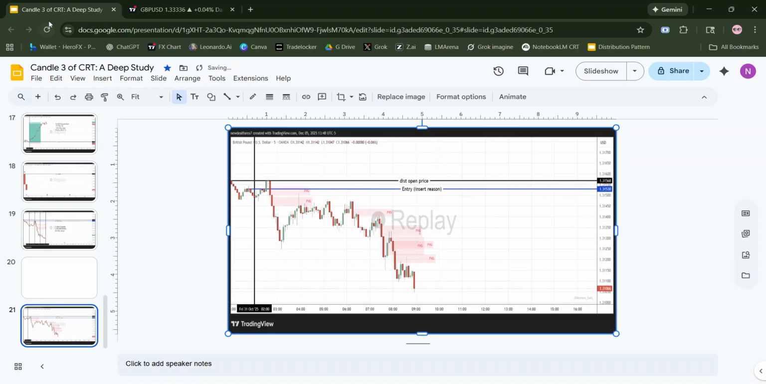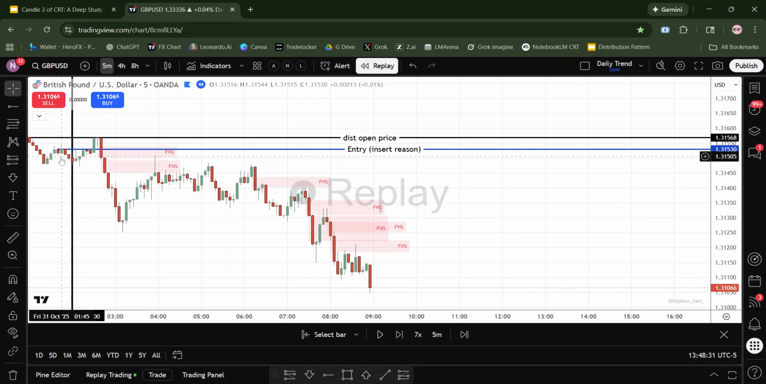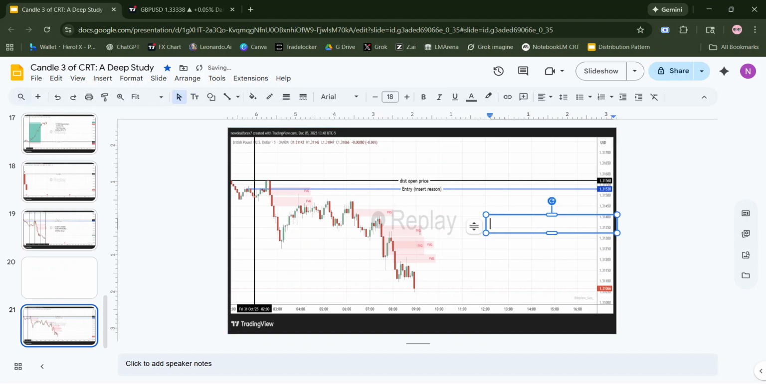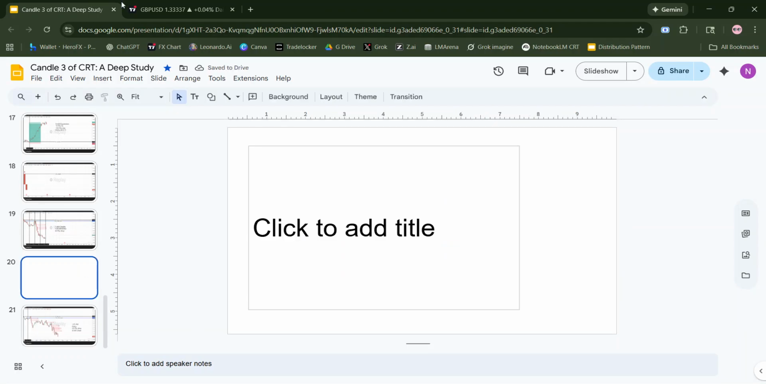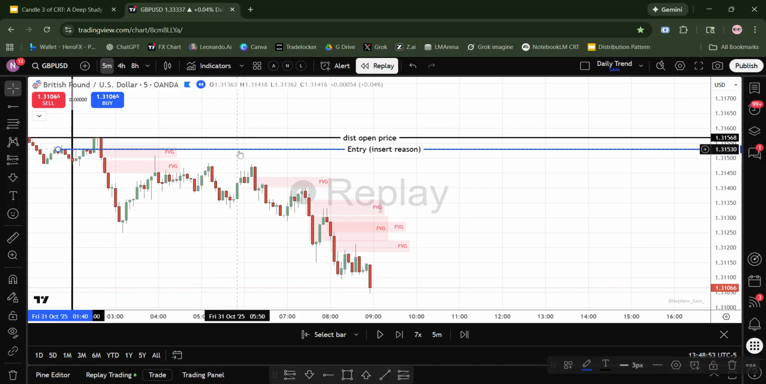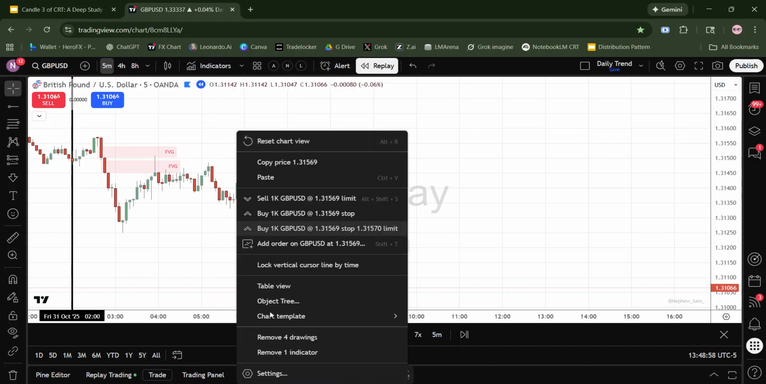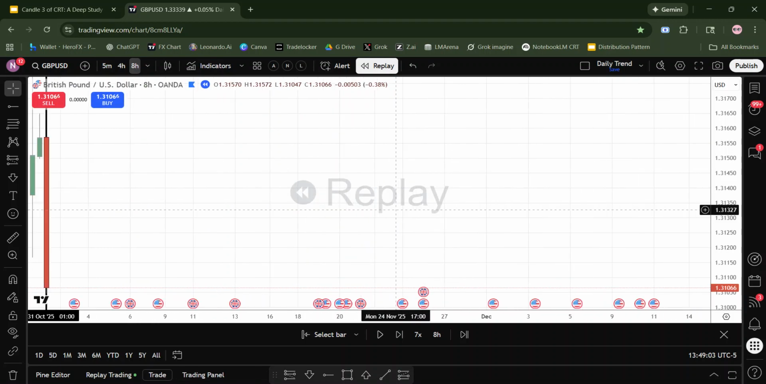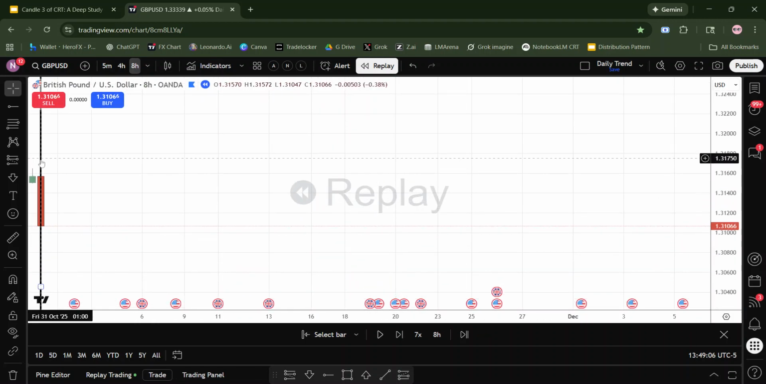I'll go ahead and do the write up while I have the 5-minute chart up. So best entry would have been at 145. It was a 45 pip drop, 8-hour chart. Okay, and then I'm going to zoom out now, back to the 8-hour. Don't need that line.